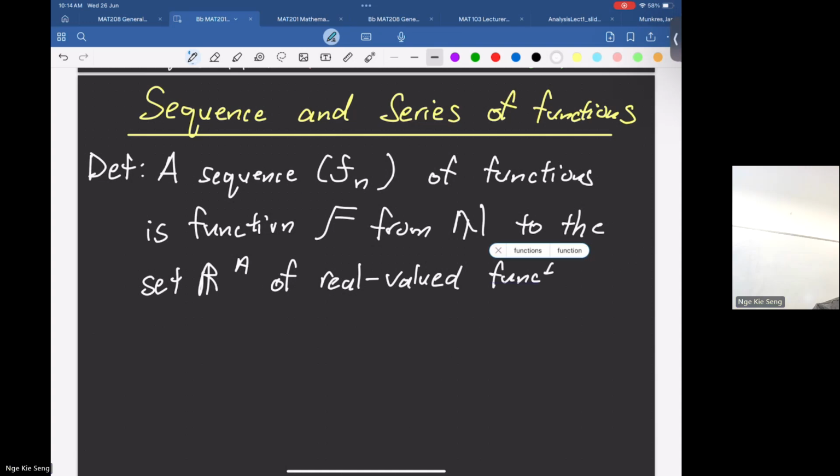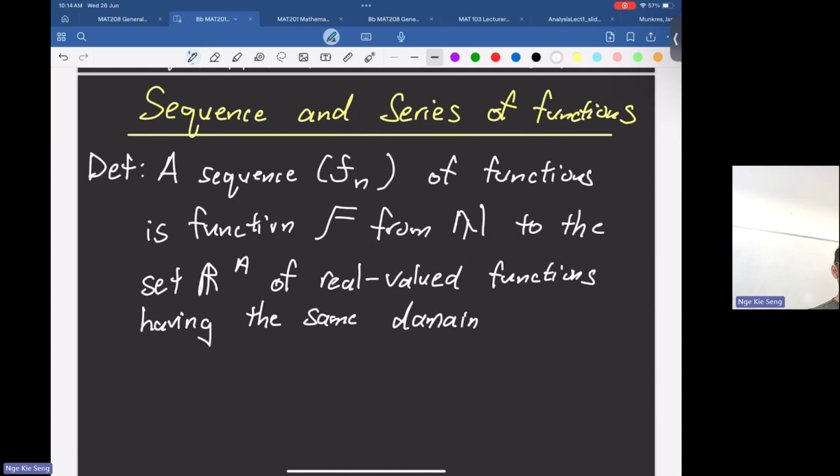Functions with the same domain A. Meaning I give you a natural number, you need to give me a function. So what function is this? This is a real valued function, and they should have the same domain, which we call A. So you can think of it as a function going from the natural numbers to a set of functions.